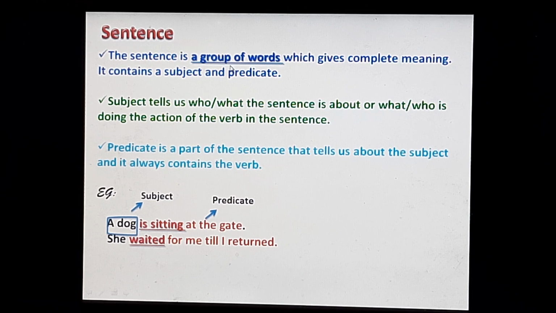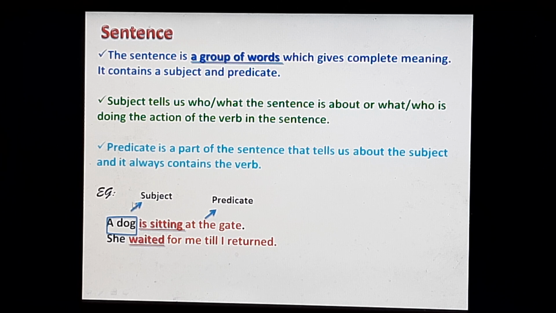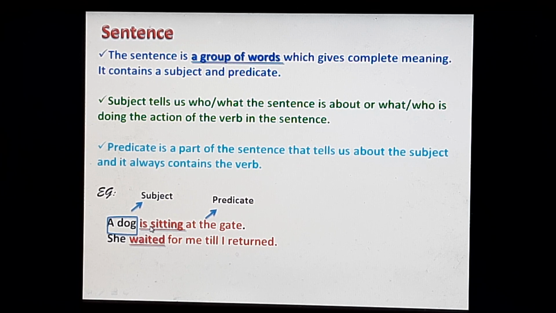Now the sentence is a group of words which give complete meaning. It contains a subject and a predicate along with the verb in it. So, like phrases and clauses, the sentence also is a group of words with the subject verb combination. Subject tells us who or what the sentence is about, or what or who is doing the action of the verb in the sentence. So, in this example, "a dog" is the subject because the sentence speaks about it, and the subject, the dog, is the one doing the action of the verb in the sentence.